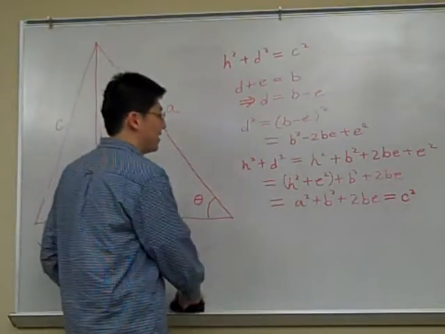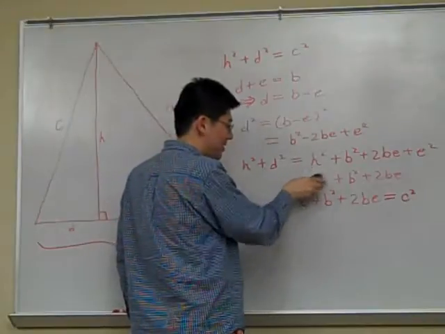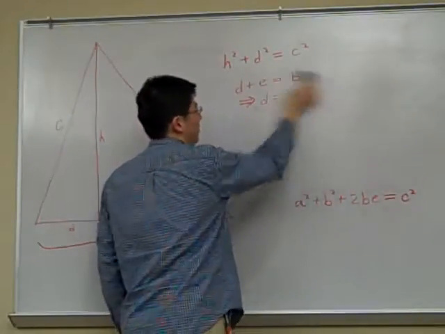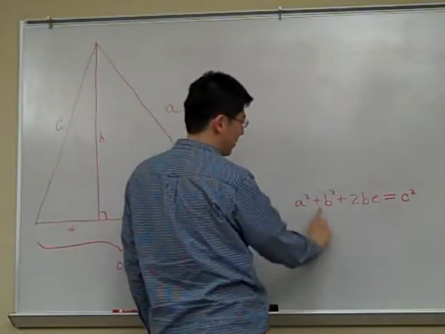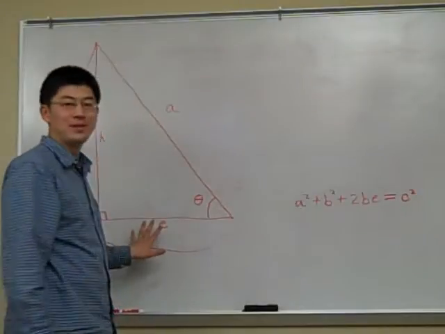Okay, so that means that I'll just erase all the previous things before here. I came up with this step. So we know that in the end, our formula is going to be a squared plus b squared plus 2be equals c squared. But we just don't know what e is, so we have to write that down.